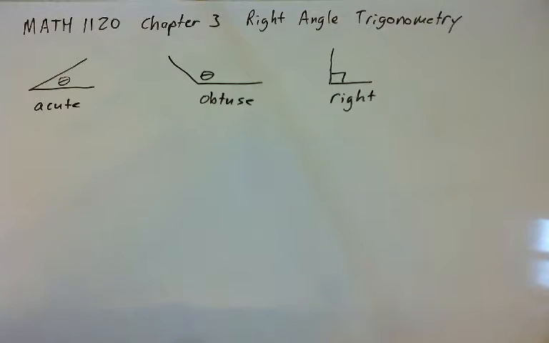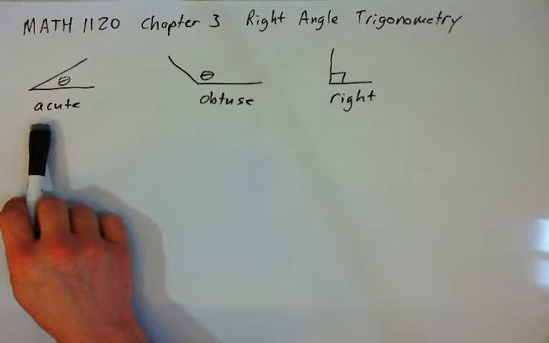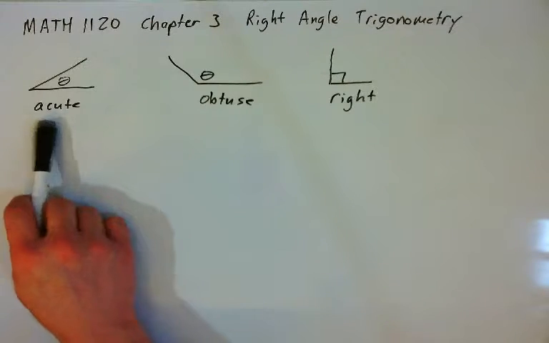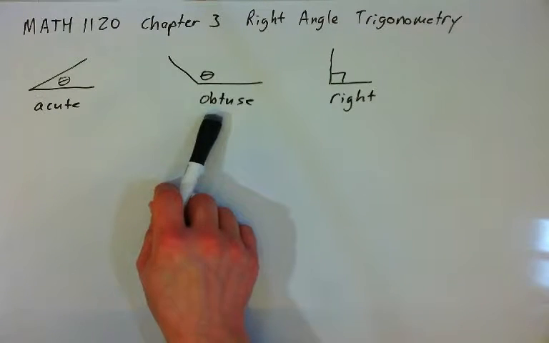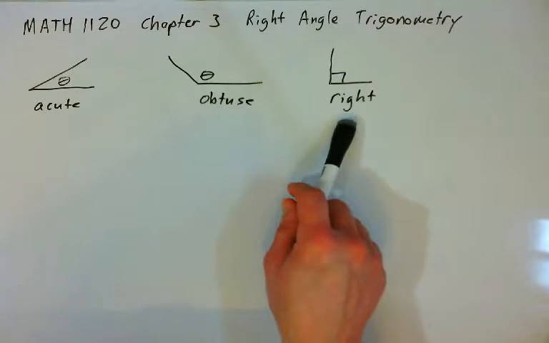There are three basic types of angles that we measure, and those are called the acute, obtuse, and right. An acute angle is an angle that is less than 90 degrees. An obtuse angle is an angle that's greater than 90 degrees but less than 180. And a right angle is an angle that is exactly 90 degrees.